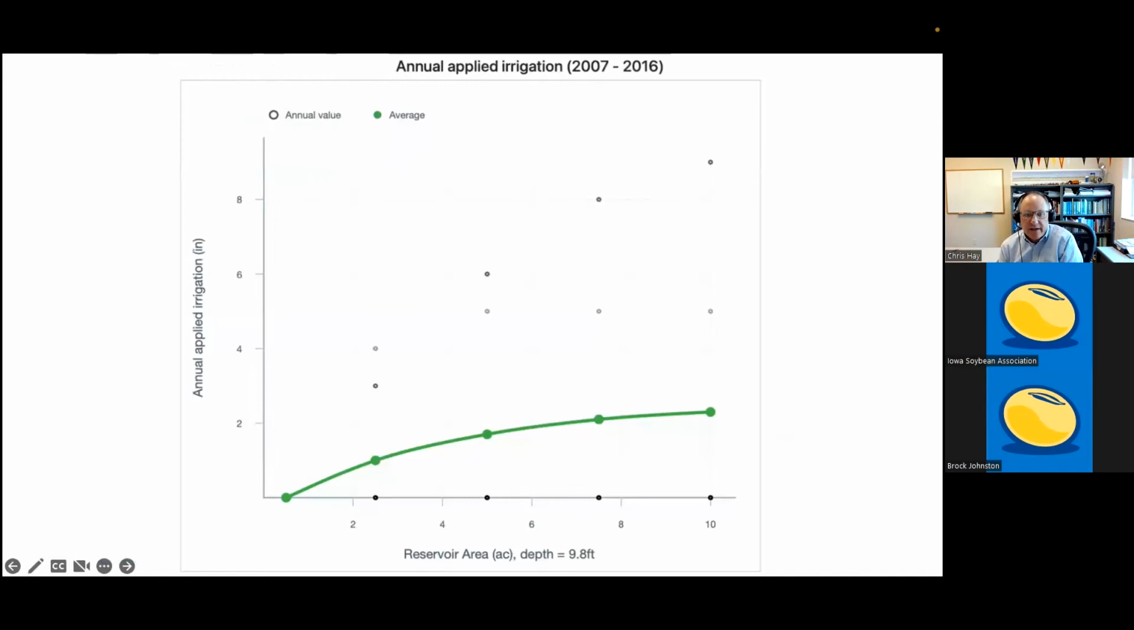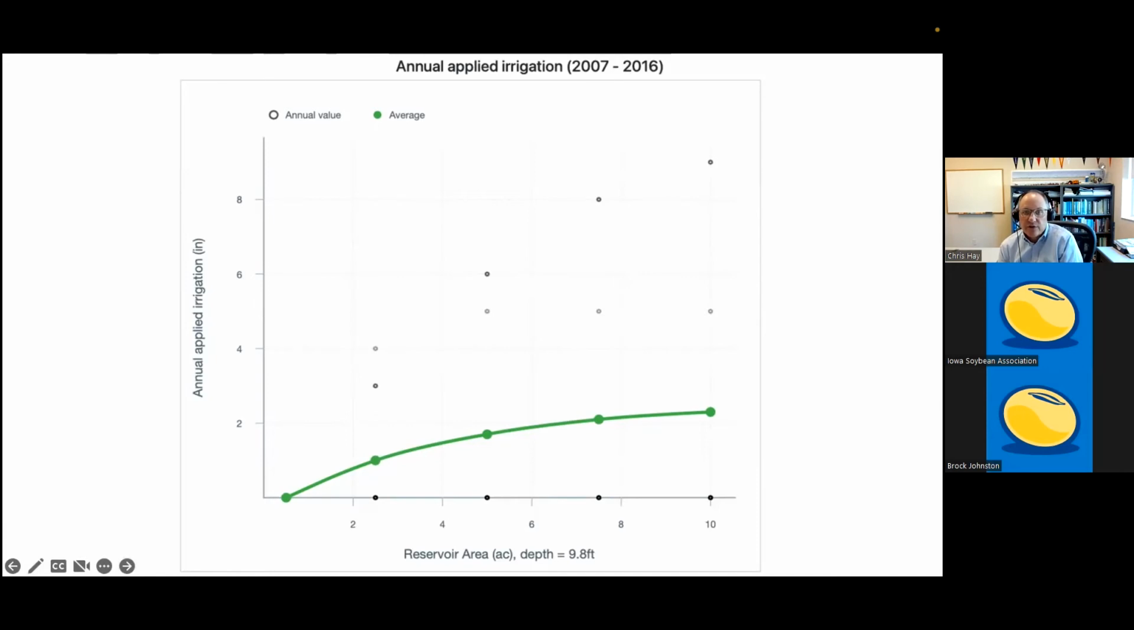When you put that in, here's an example of what the output looks like. This is an example for a field in Calhoun County. We can look on the x-axis, or the horizontal axis, at different reservoir sizes. And then on the vertical or y-axis, we've got different irrigation amounts. On average, for all but those smallest reservoir sizes, we're looking at about 2 inches of irrigation applied per year. But that ranges from years where we really don't need any irrigation to years where we're putting on 6 to even over 8 inches of irrigation water.